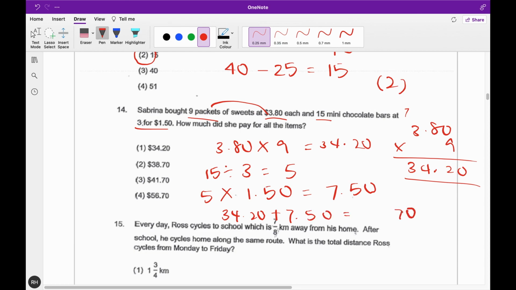Okay, so we know the 20 plus 50 is 70. 34 plus 7 will get $41. So $41.70. Answer is option 3.